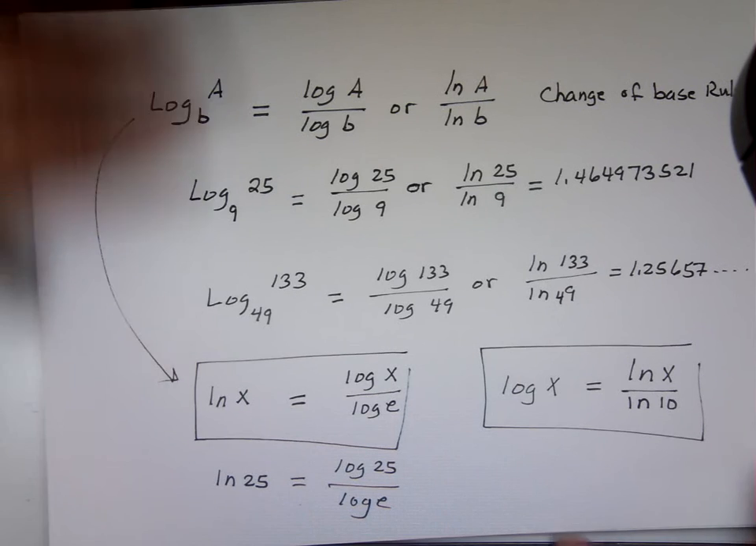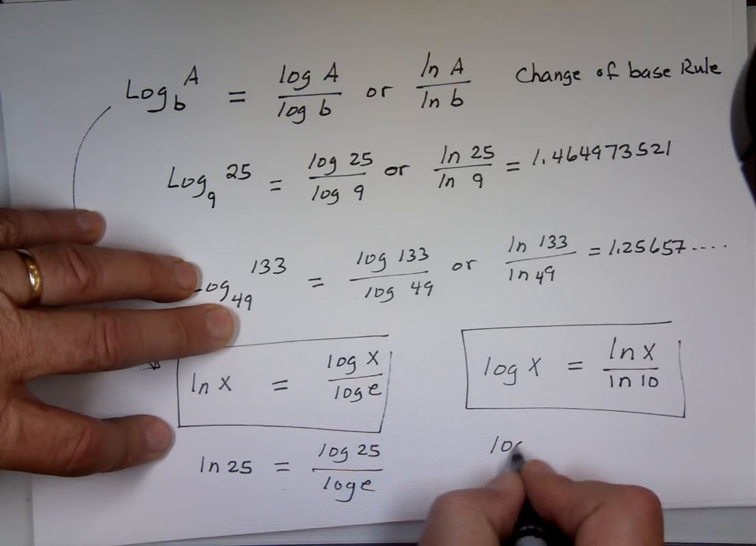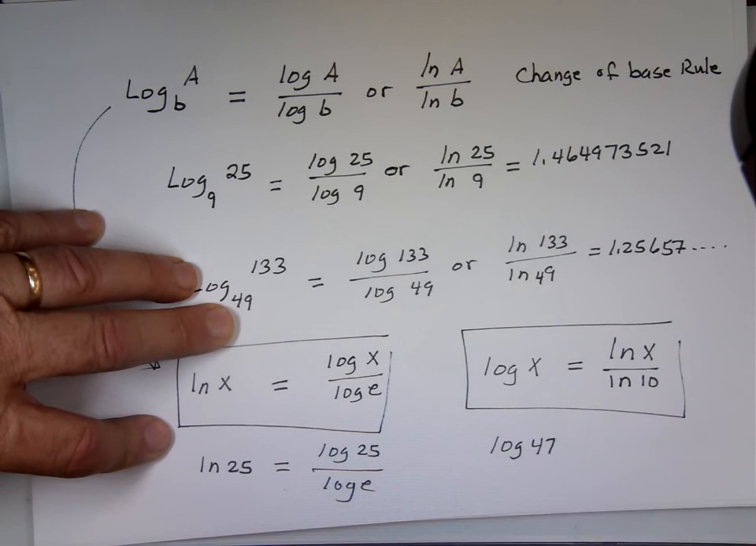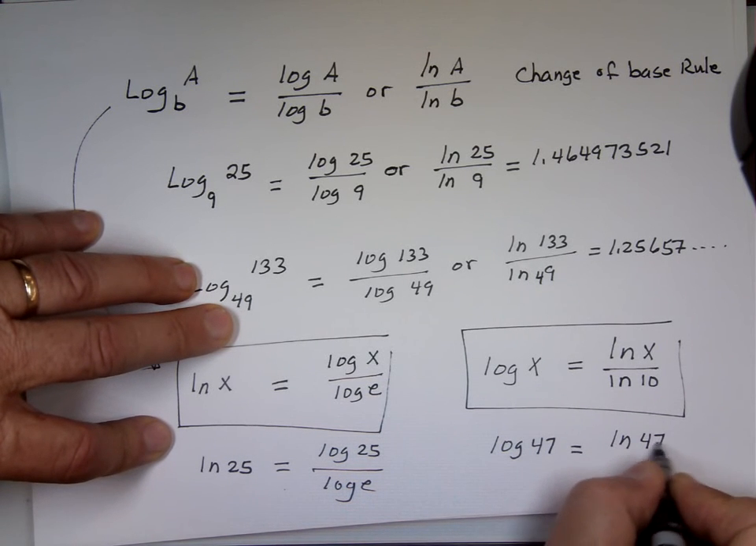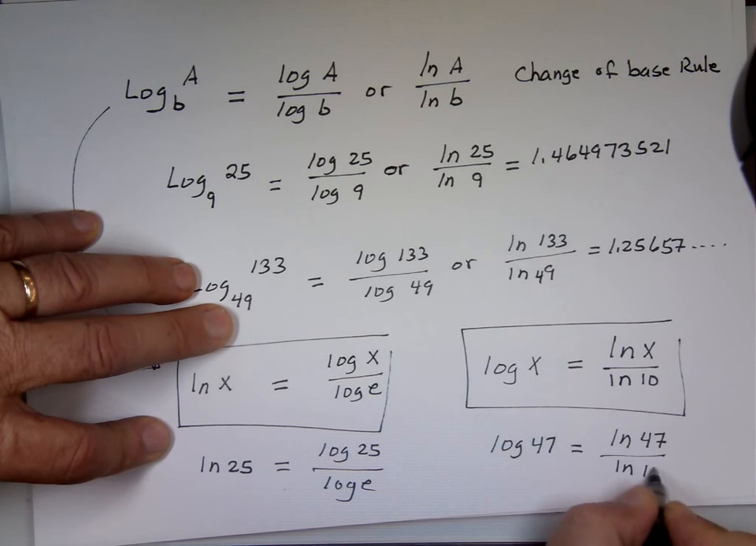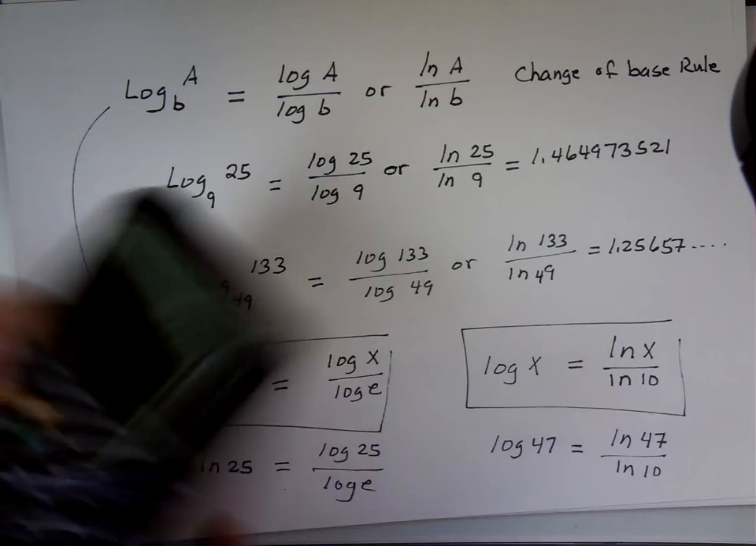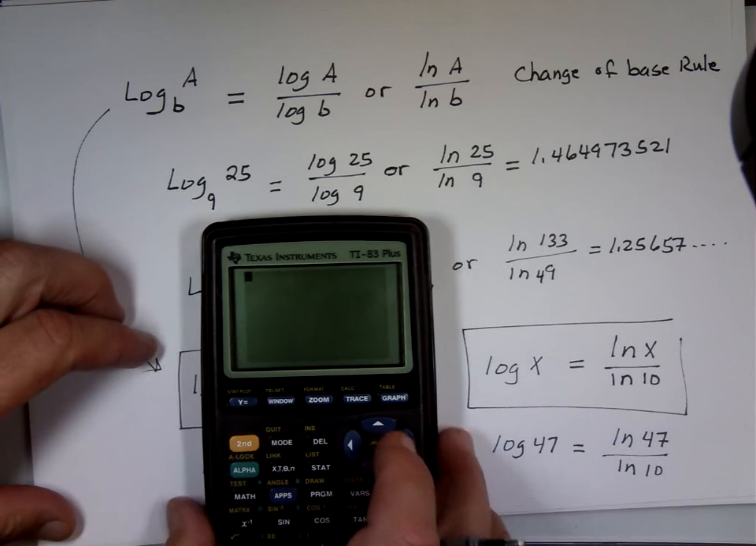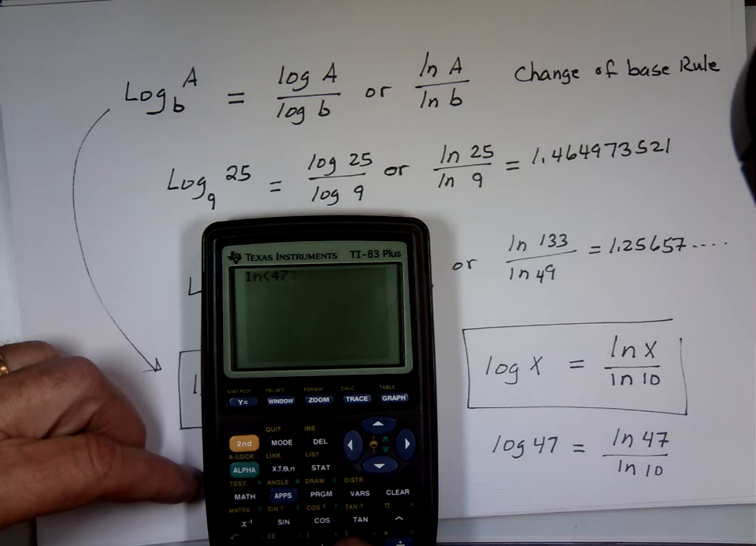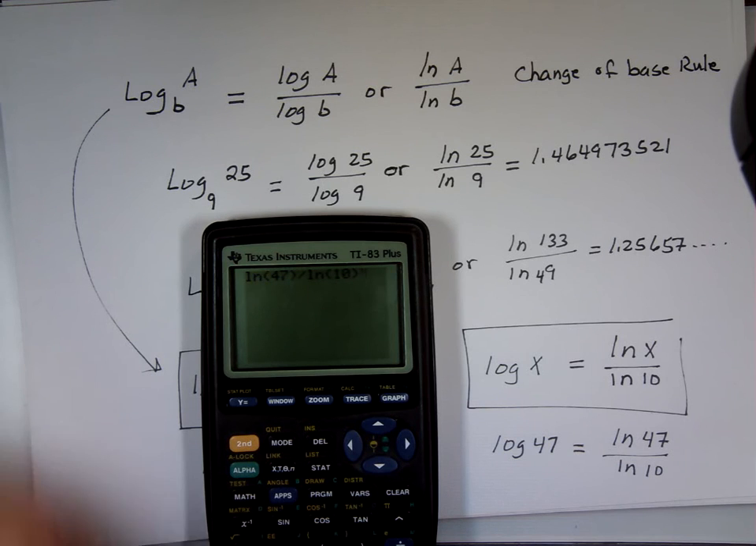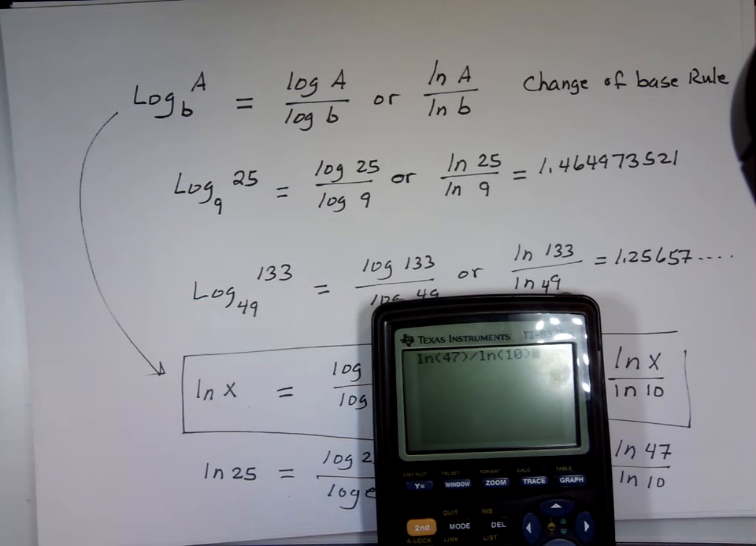If somebody asks me what's the log of 47, and my common log button is dead, I can do it by taking the natural log of 47 over the natural log of 10. And you can test it. Try that. Here we go. Natural log of 47, close that, divided by natural log of 10. Can you see what I wrote there? Here's my answer, equals.